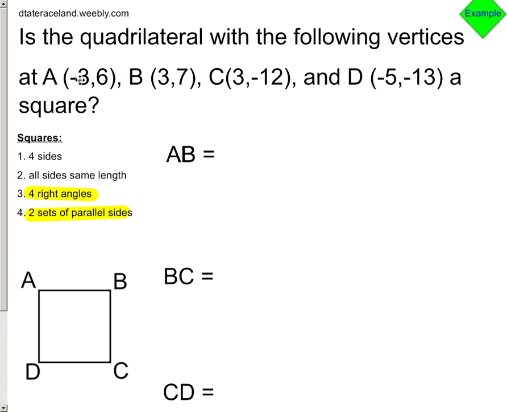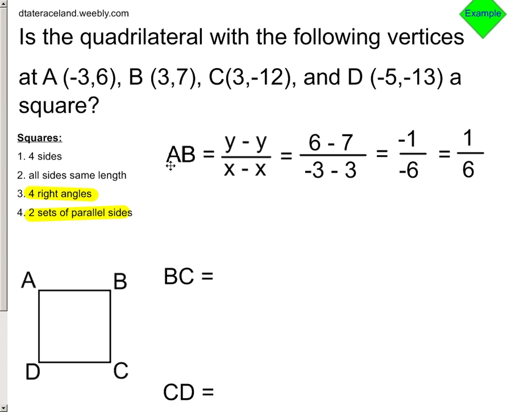AB is using (-3, 6) and (3, 7), so let's just go ahead and use the algebraic equation to find the slope. So there's our formula. Let's plug in our values. So I know going from point A to point B, the slope of that side of the square, if it's a square, is 1/6. We'll do the same thing with BC and go from there.